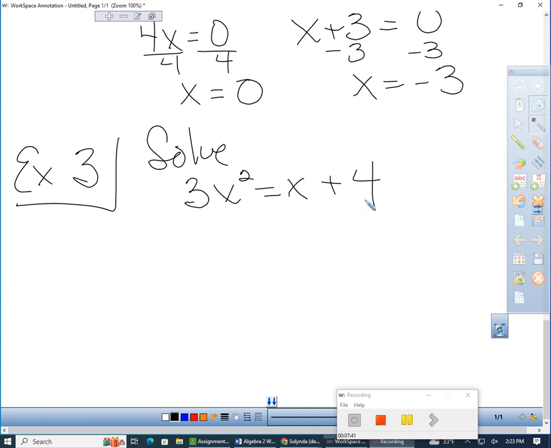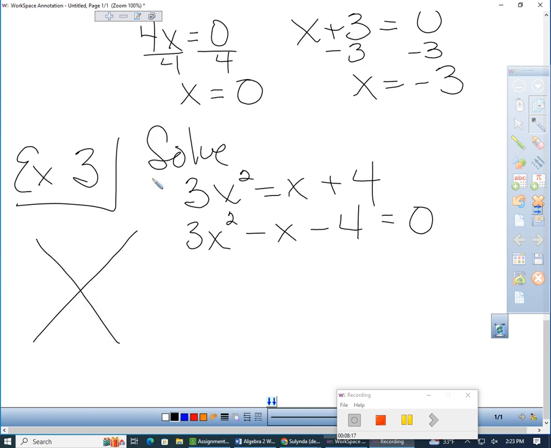You could. That's the same thing, right? So I have 3x squared minus x minus 4 equals 0. Now I go ahead and draw my x. Last number times the first is negative 12. Middle number is negative 1. Now I need two factors of negative 12 to give us negative 1. Perfect. Negative 4 and 3.